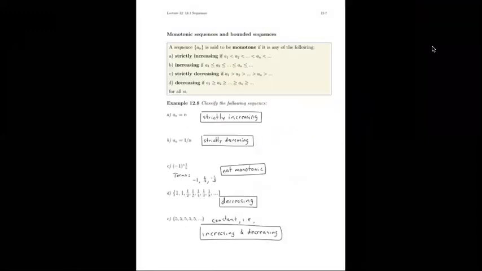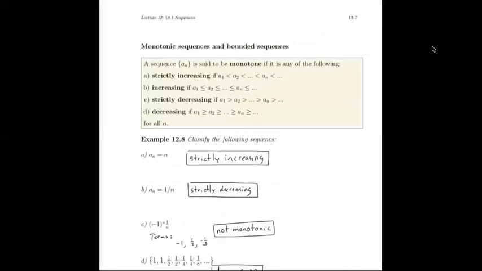Now let's see further tools. First, a definition. We have monotonic sequences and bounded sequences. So first we see monotonic. That's increasing, decreasing, or strictly increasing or strictly decreasing. Strictly increasing means there's no less than or equal to signs. Strictly decreasing means there's no greater than or equal to. Just increasing or just decreasing, we have the weaker inequalities, so we allow equals to. Okay, so let's see some examples of these.